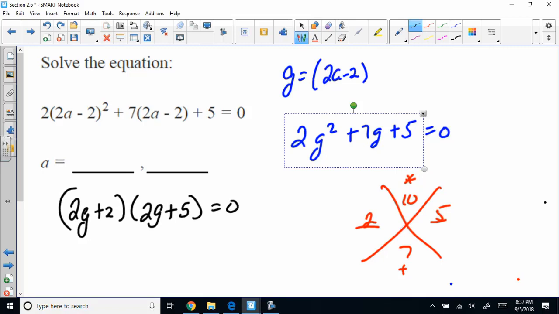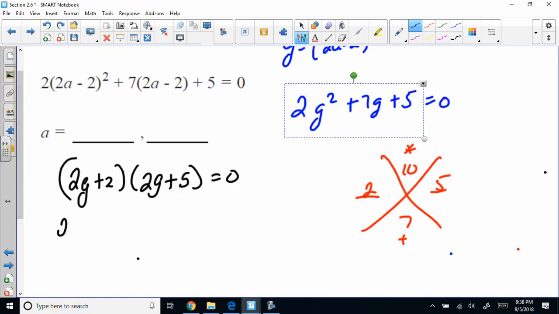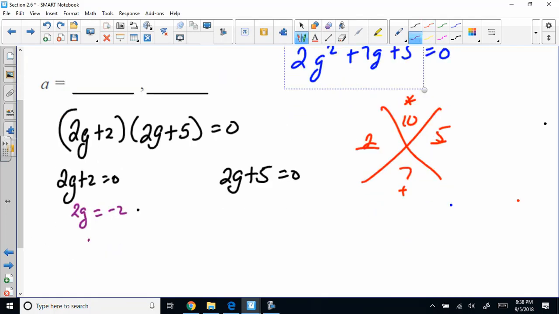Note that I put the 2, the coefficient of a, the quadratic term, in both of these, because I'm going to divide it out of both of them. You either divide it in the front or you can do it in the rear. It doesn't matter. So 2g plus 2 equals 0, and then 2g plus 5 equals 0. And of course, this is going to give you 2g equals negative 2, and g equals negative 1.